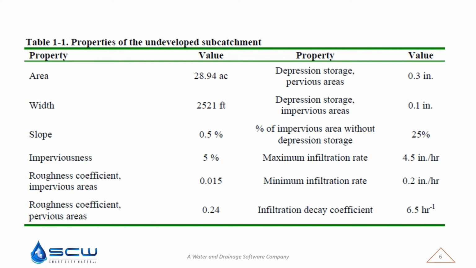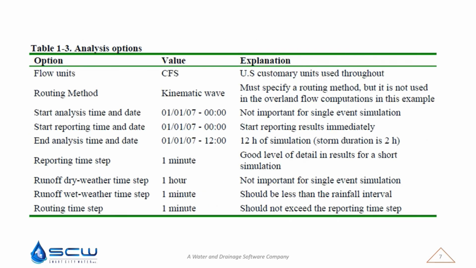We do have the slope of our pre-development condition, the imperviousness, the roughness coefficients of both impervious and pervious areas, the depression storage for both impervious and pervious, and the maximum infiltration rate, as well as the minimum one with the infiltration decay coefficient. So we have all of this information, and now we want to define how we want the report to be, so the analysis options of our modeling.